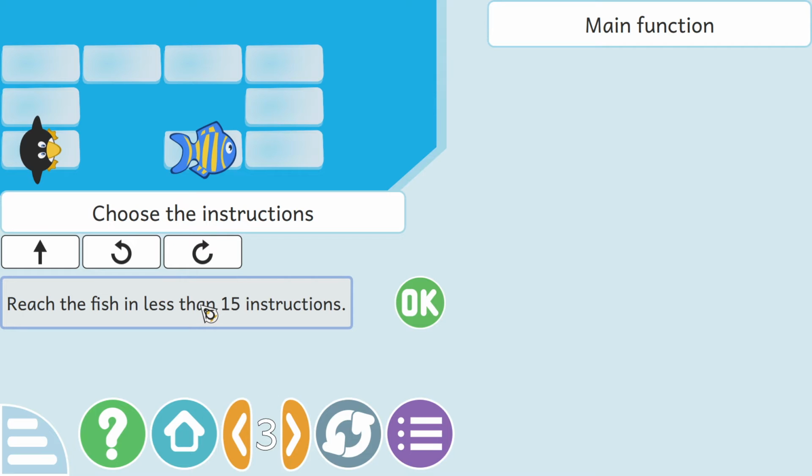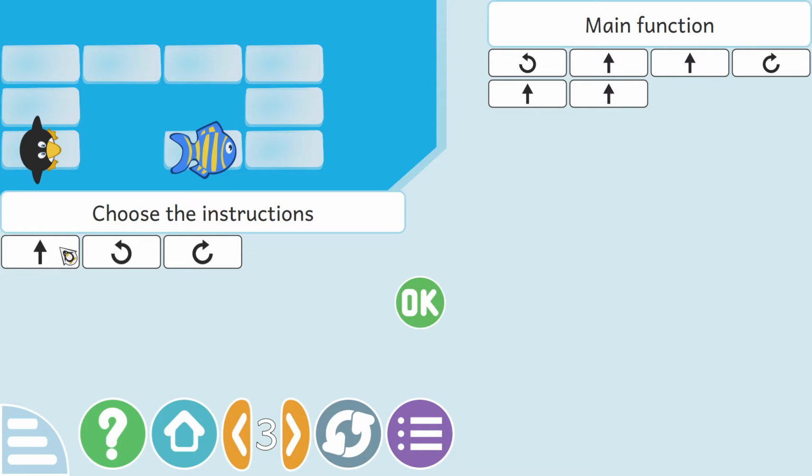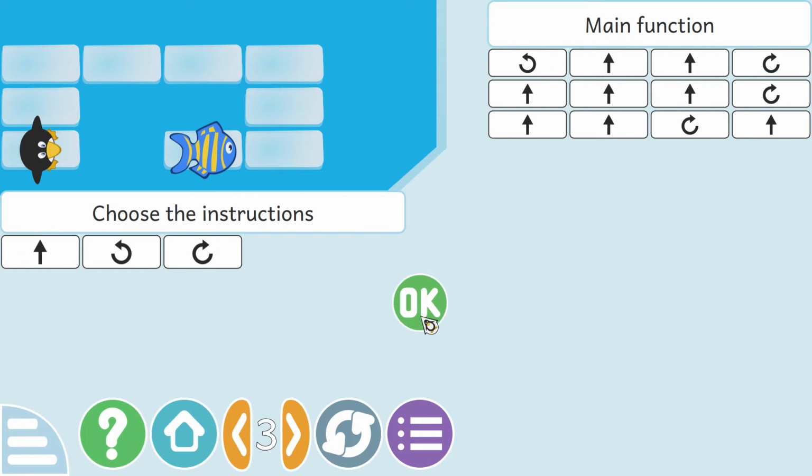Now I've got to reach the fish in less than 15 instructions. First thing is turn left, then go forward, right, 1 step, 2 step, 3 steps, right again, face this way, 1 step, 2 step, turn right, and then 1 last step. So turn left, walk forward 2 steps, turn right, walk forward 3 steps, turn right, forward 2 steps, right again, and 1 last step.